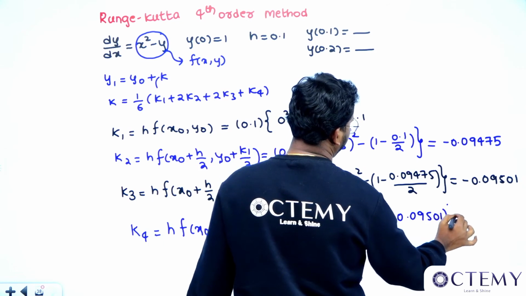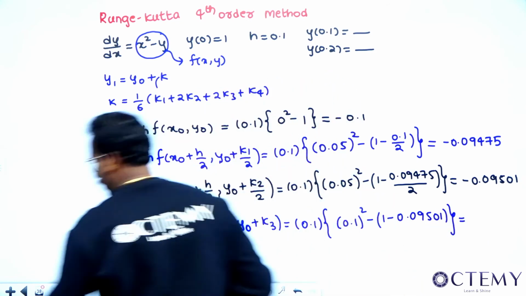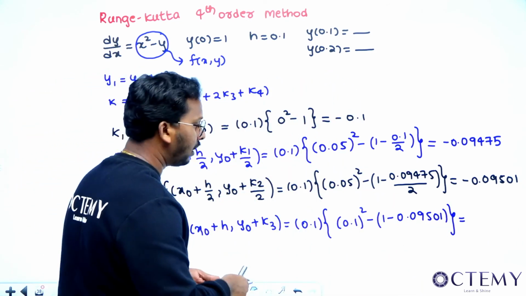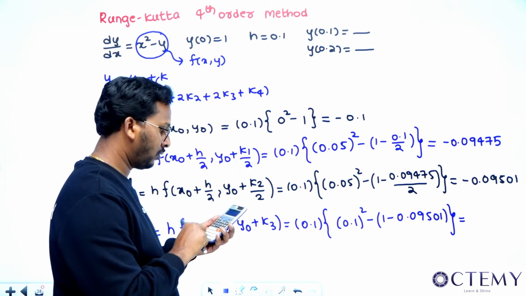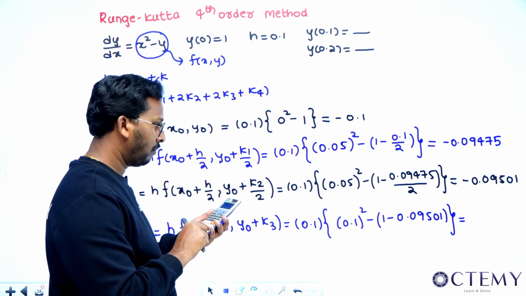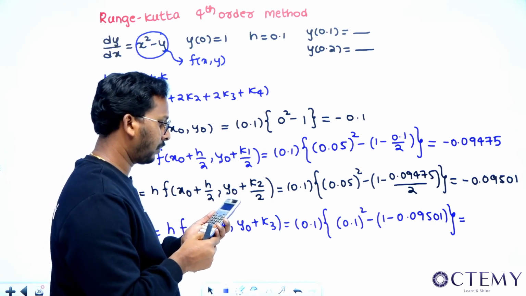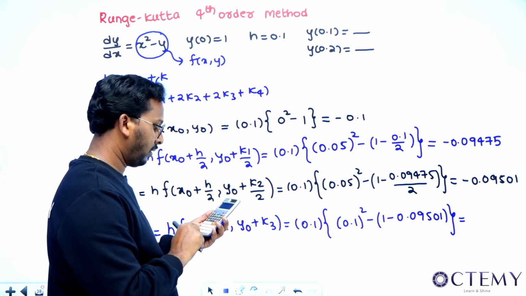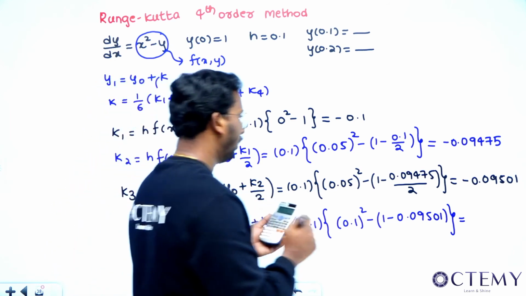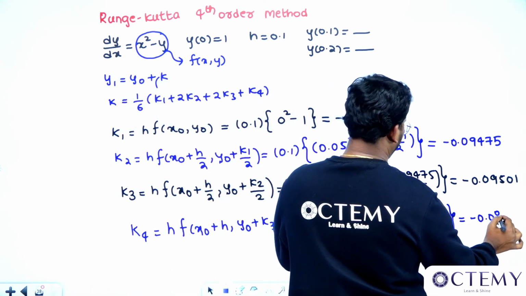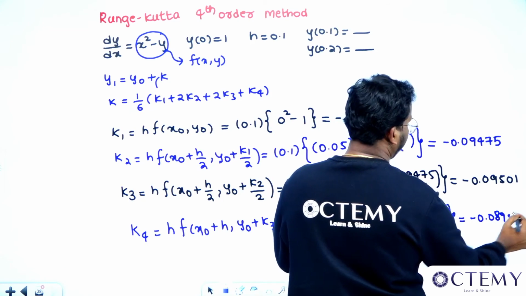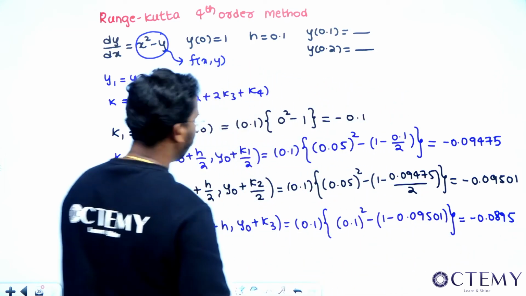0.09501. See, sir, what will this be equal to? This will be equal to 0.1 square plus 0.09501 minus 1 into 0.1. This will become minus 0.0895. 499 you're getting, but I can approximate it to 5.